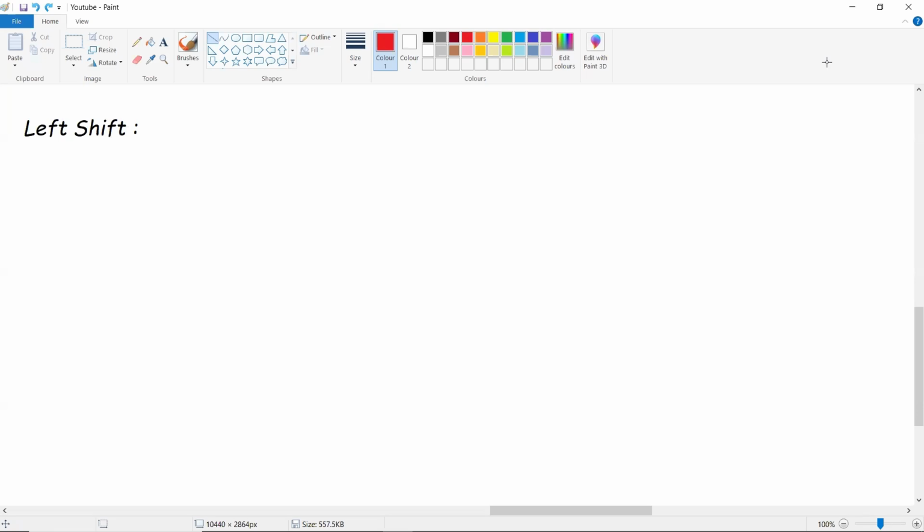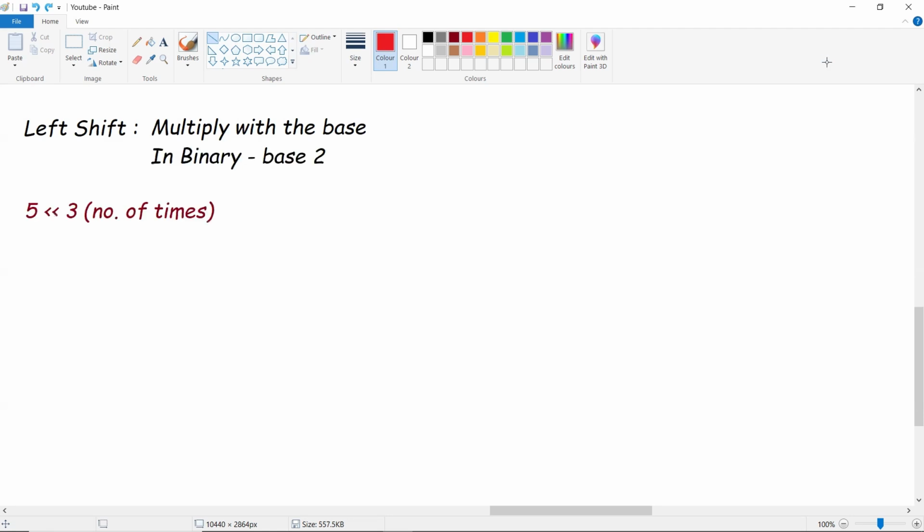So we have something called left shift. The name itself says we need to shift the bits towards the left. Left shift is nothing but multiplying with the base. As we are working in binary, the base would be 2. Let's take an example: 5 left shift 3. Here 3 is the number of times you are supposed to perform the left shift operation.